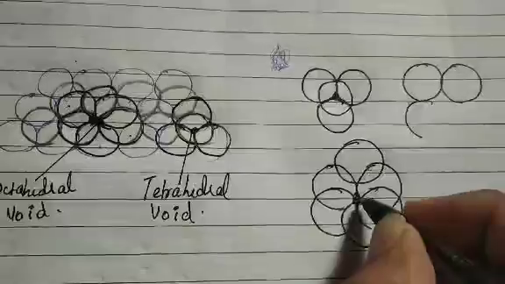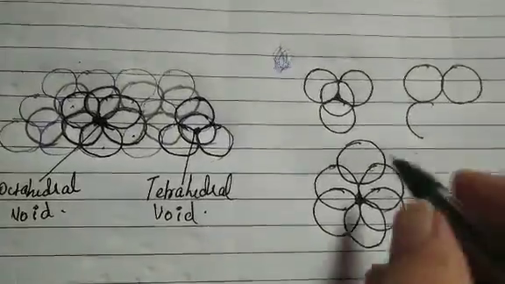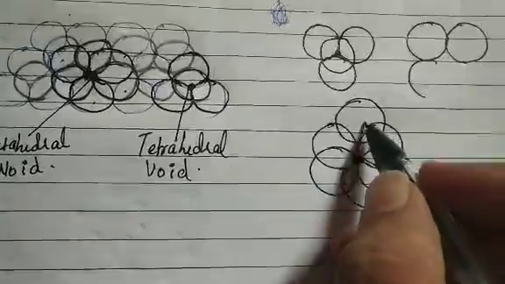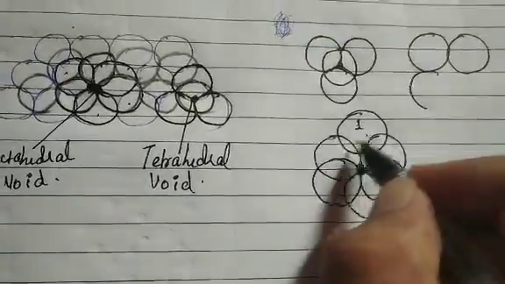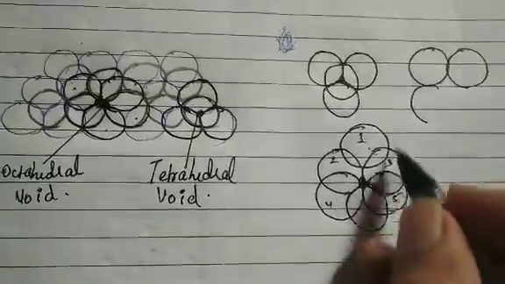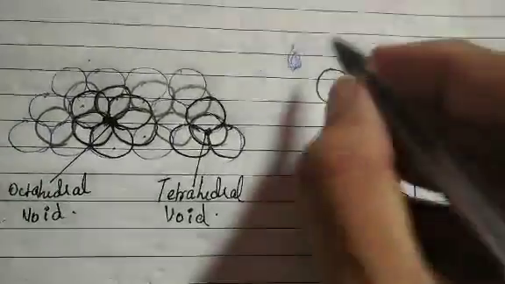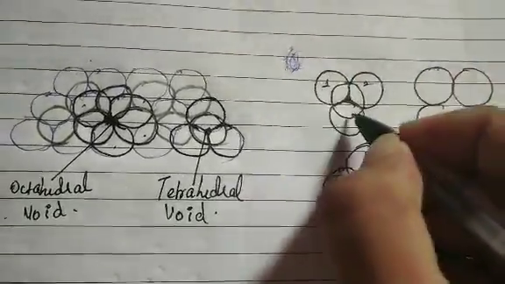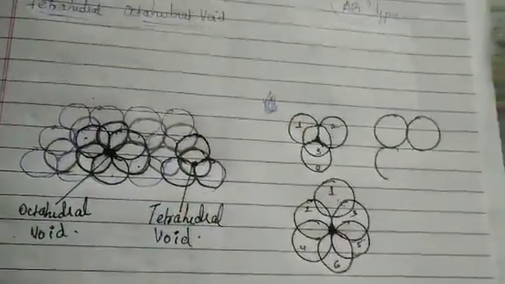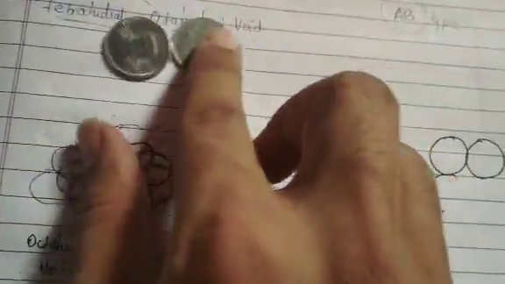So here we are obtaining one more void, which is called your octahedral void with respect to the 6 spheres. 1, 2, 3, 4, 5, 6. When you're coming, you're getting one more void. But when you're coming with respect to just 4 spheres, it is called your tetrahedral void, as I have shown in my earlier case. So this will be your tetrahedral voids.